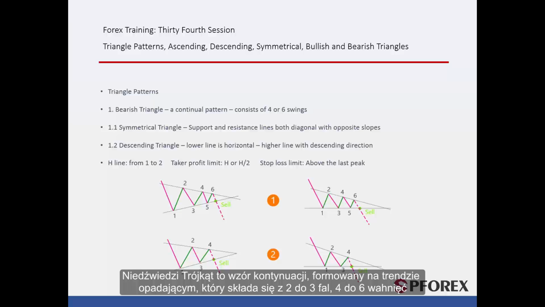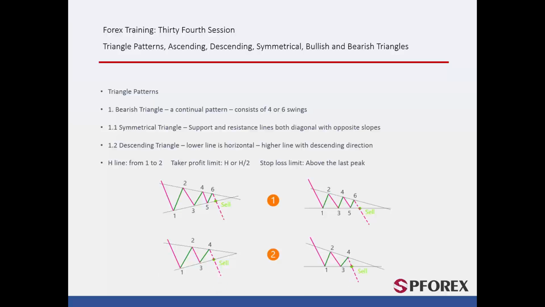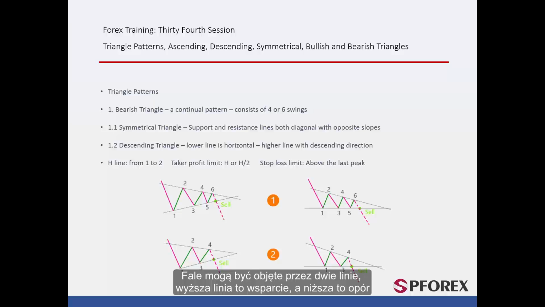A bearish triangle is a continual pattern formed on a downtrend which consists of 2 to 3 waves and 4 to 6 swings. Normally, a 6-swing triangle pattern is wider than a 4-swing triangle pattern. Waves can be surrounded by two lines. The upper line is a support and the lower line is a resistance. In a symmetrical triangle, both support and resistance lines are gradient with opposite angles.